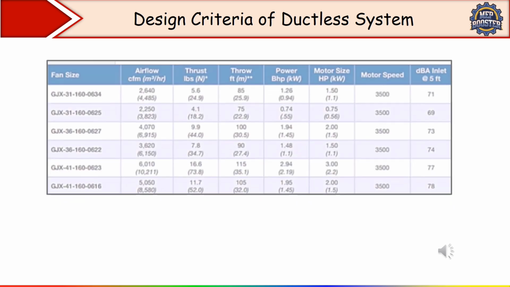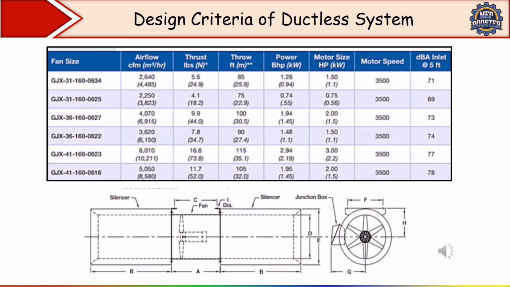Now here I have taken one manufacturer catalog for jet fans. See, this is our catalog. You can see here in the first column fan size is given. Okay, then airflow in CFM or in brackets meter cube per hour, then thrust, throw, power, motor size, motor speed, and noise level is also given. Okay, now see how you can get all the details.